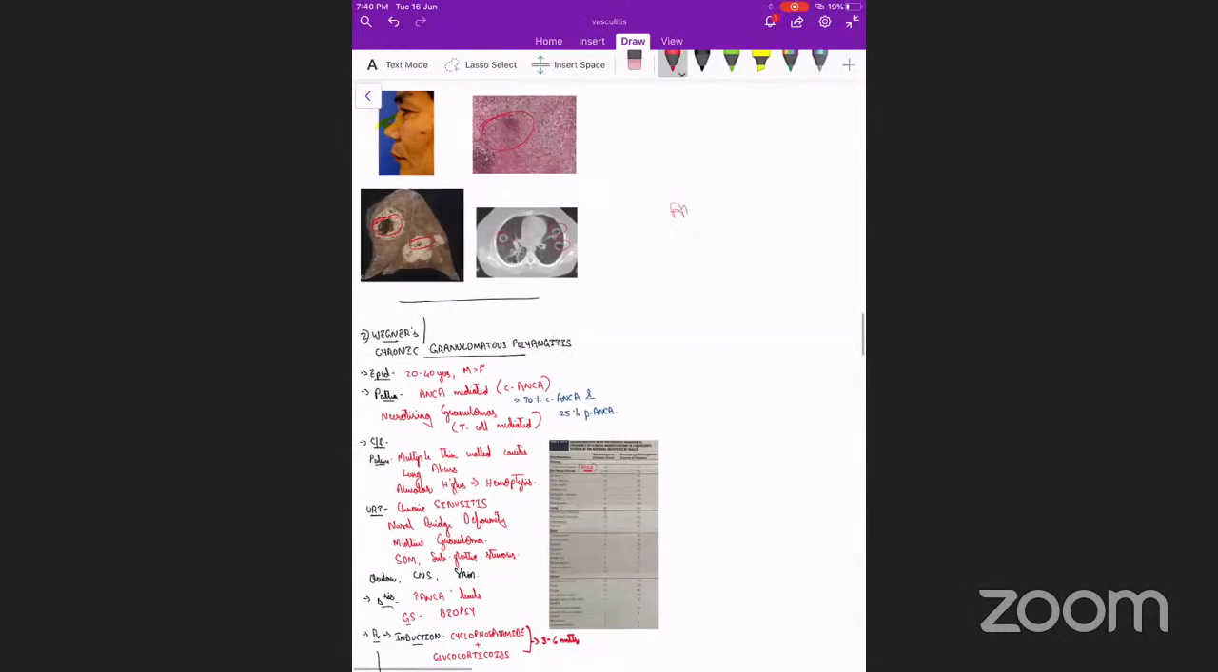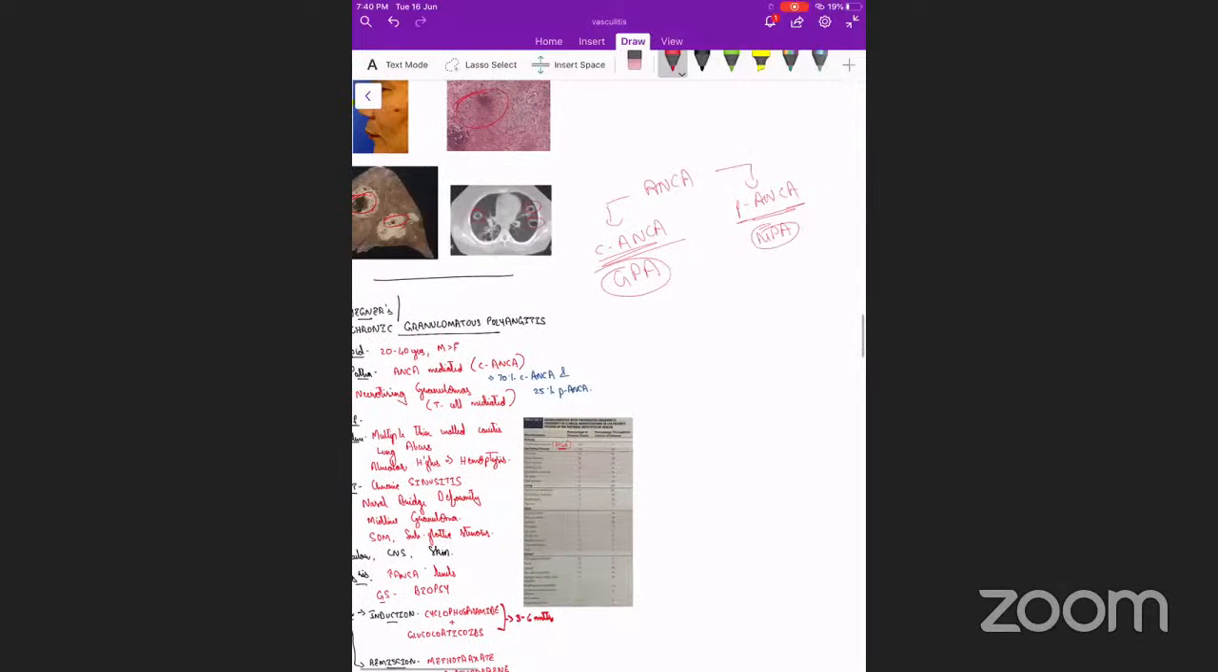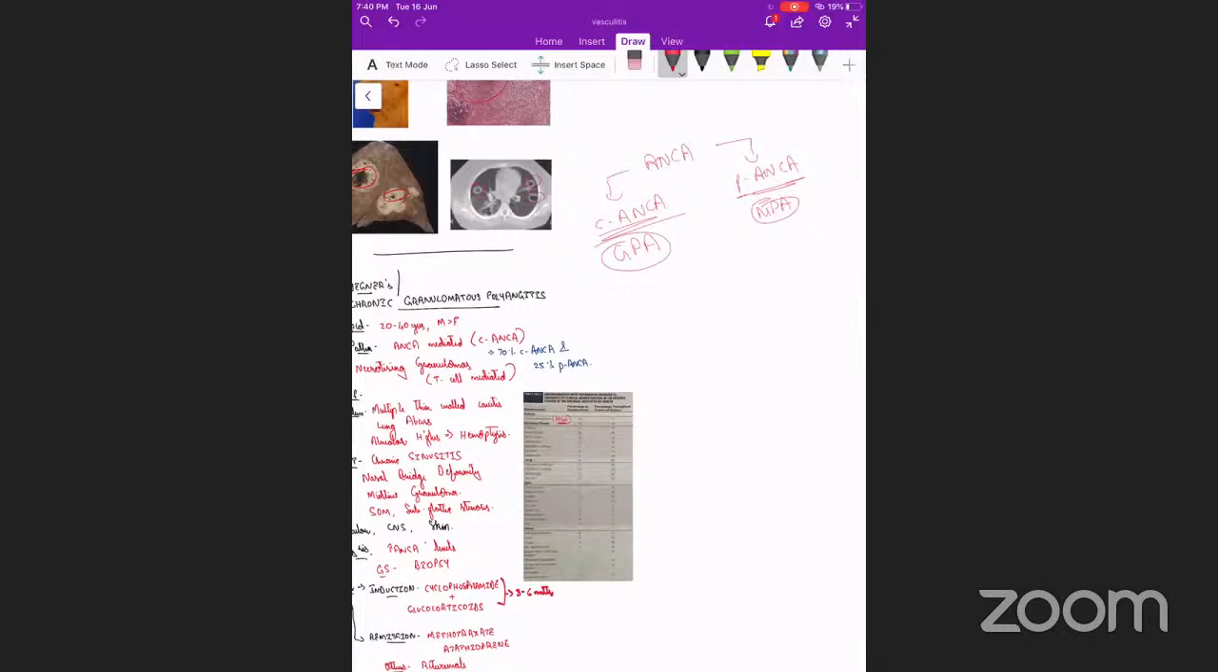So what are ANCA-mediated vasculitis? We saw earlier, predominantly C-ANCA, predominantly P-ANCA. Under predominantly C-ANCA is granulomatosis with polyangiitis, which is nothing but Wegener's. Under this comes microscopic polyangiitis. So these two usually tend to have similar clinical features. How do you differentiate them? One, both of them have necrotizing vasculitis.